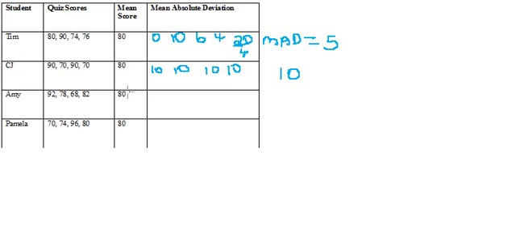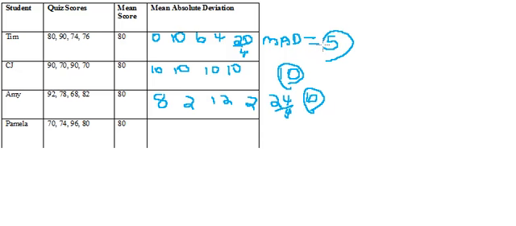This one, same thing. 92 minus 80. That's 12. 80 minus 72, that's 8. 80 minus 78, that's 2. 80 minus 68 is 12. Add them all up. 8 plus 2 plus 12 plus 2. Let's do 8 plus 12 is 20, and 2 plus 2 is 4. That's 24 divided by 4. It's going to be 6. These are our MADs, our mean absolute deviation.